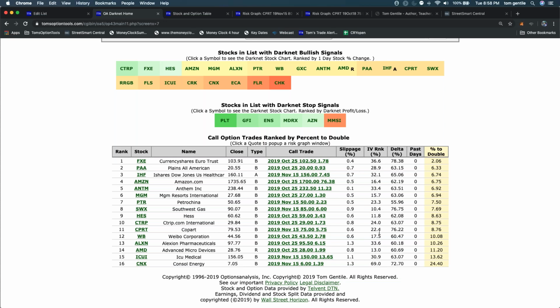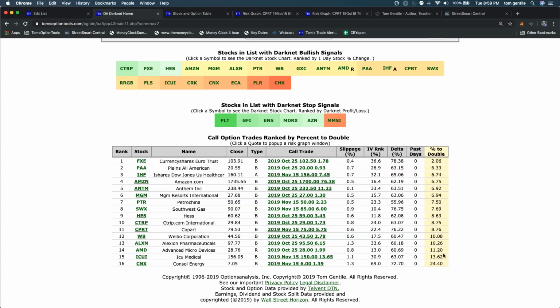Your IV rank is just going to tell you how cheap or expensive those options are. That number will go from 0 to 100, somewhere in between. Obviously, above 50 it gets expensive, below 50 it gets cheap. Your delta just tells you the rate of speed that the option is going to change relative to the stock price. And percent to double is what these are ranked by. So notice the FXE trade, we only need a 2.06% move in FXE in order for this option to theoretically double in value. As they get really expensive down here, it just starts showing you that you've got to go further.